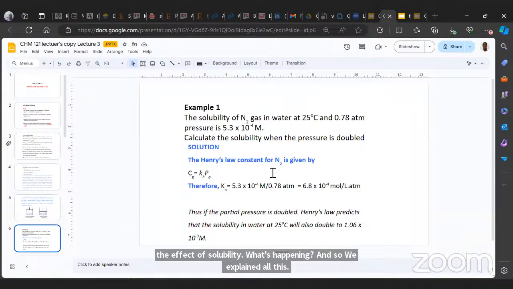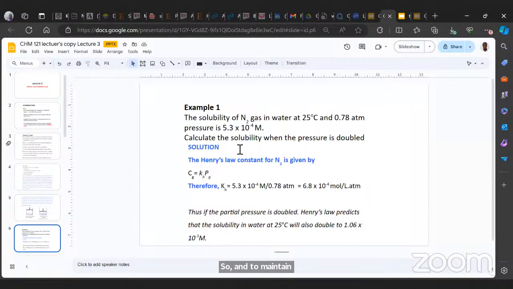So this is an example of a calculation. Nitrogen gas in water at 25 degrees Celsius and at this pressure has this solubility. Calculate the solubility when the pressure is doubled. Very easy. You just double the pressure. So you use this setting to calculate your K. This is like the other one we calculated. When you calculate your K, you now use the K to calculate the solubility.